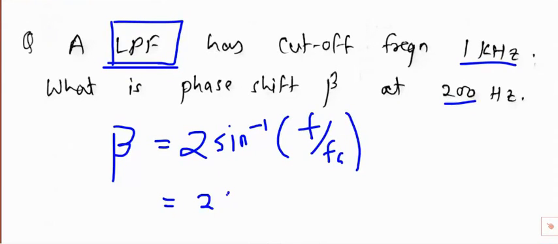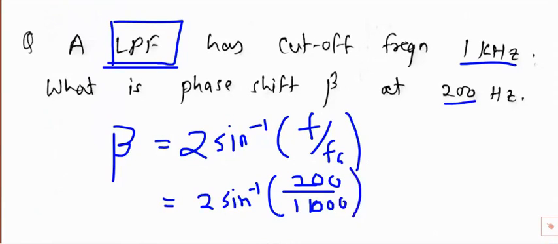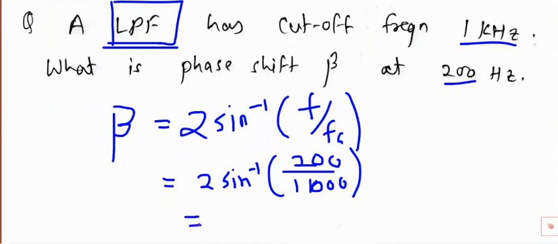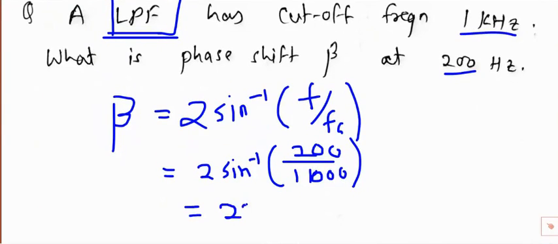2 sin inverse f by fc. f is 200, fc is 1 kilohertz. So just calculate the value. 1 kilohertz means 1000. Anyone? 23.07. Unit is radian.